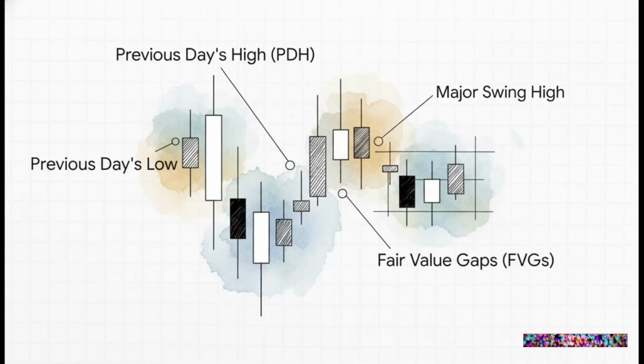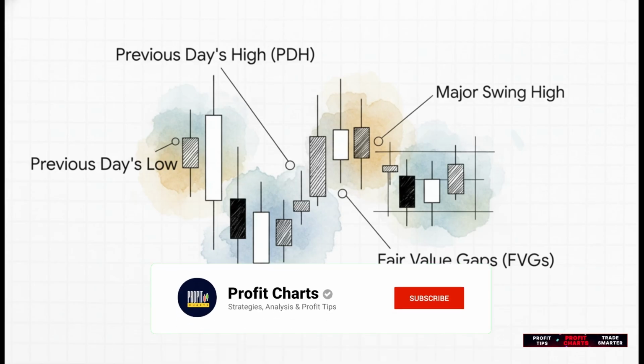The previous day's high and low, huge magnets for price. Major swing points are also critical. And then there are fair value gaps, or FVGs. All an FVG is, is an area where price shot up or down really fast, leaving an imbalance behind. The market loves to come back and revisit these gaps to sort of rebalance the price.